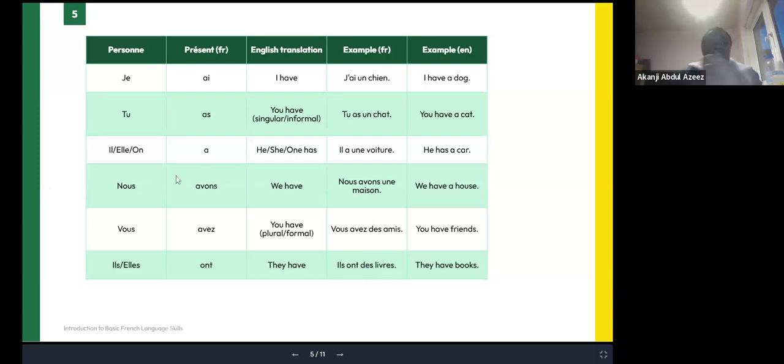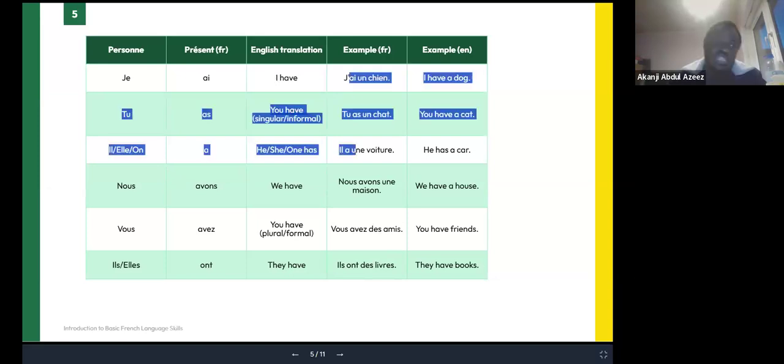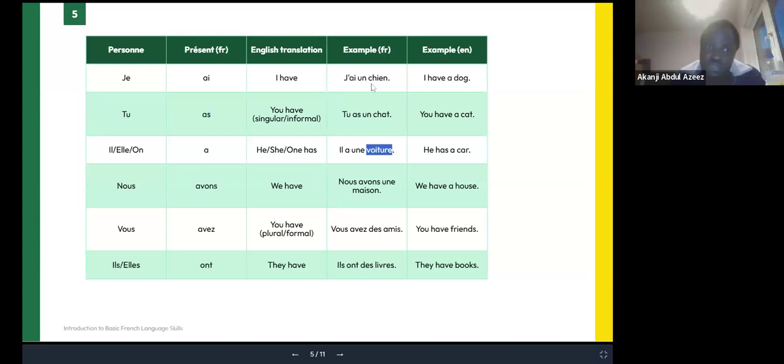Now, I want you to read. You read these examples, only the example part. J'ai un chien, j'ai un chat, tu as un chat, il a une voiture, nous avons une maison, vous avez des amis, ils ont des livres. I want you to read it like that.